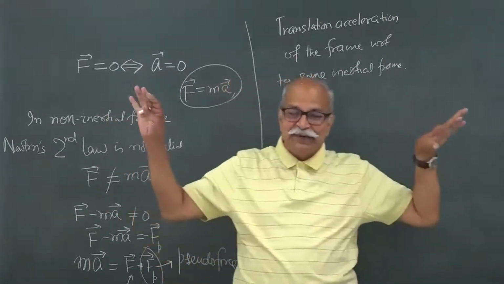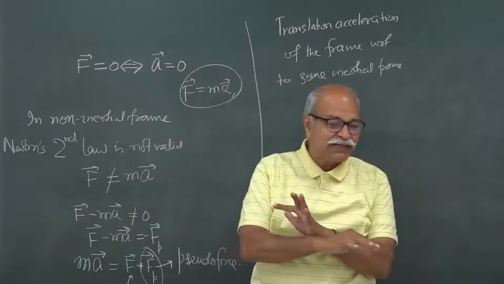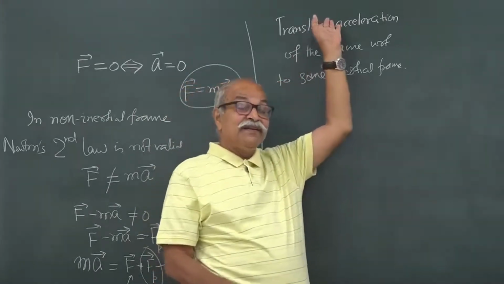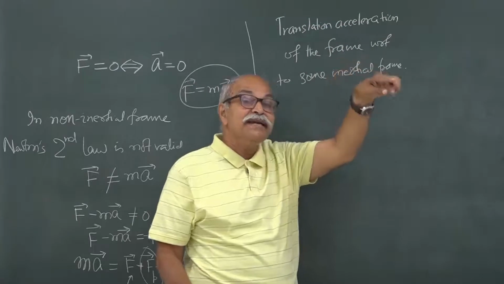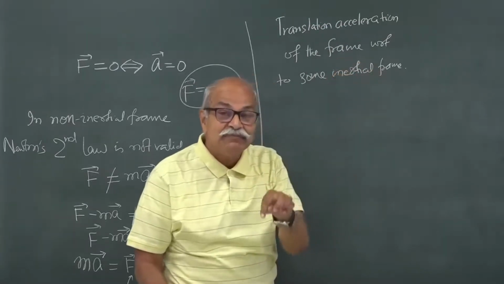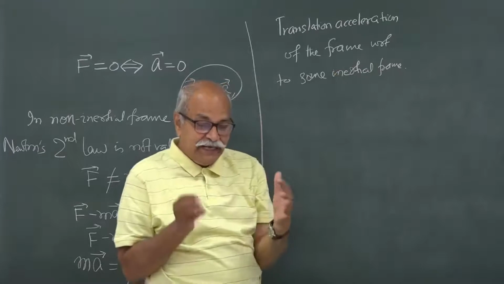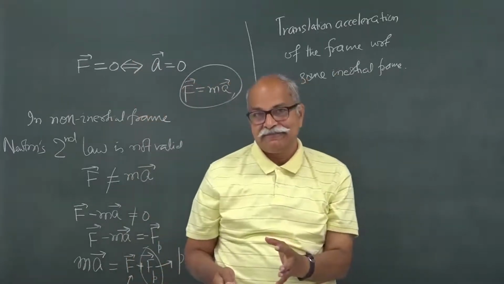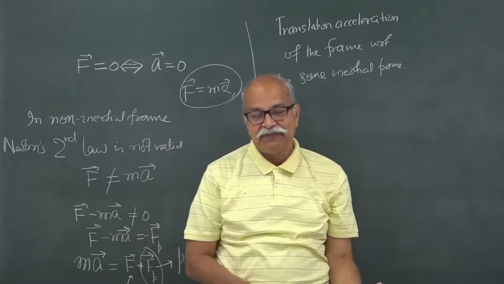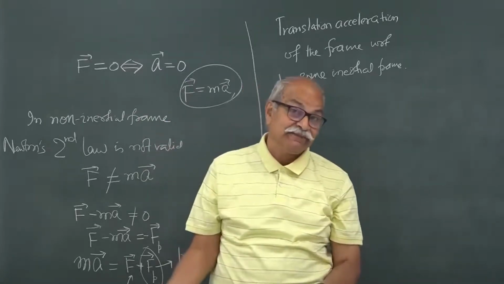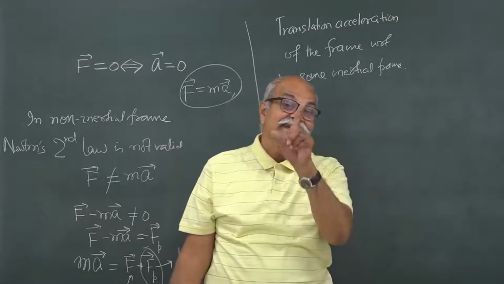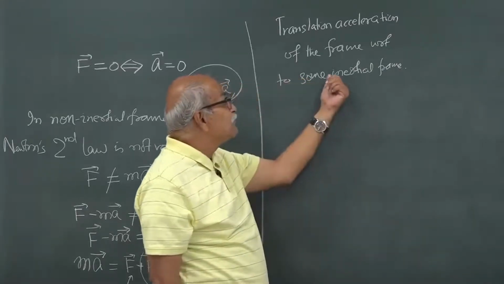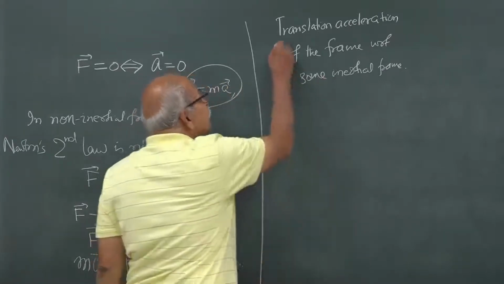Anyway, suppose we do have an inertial frame of reference, and then there is some non-inertial frame. That non-inertial frame will be accelerated with respect to this inertial frame, because any frame which is moving with uniform velocity with respect to an inertial frame is also an inertial frame. So, if it is non-inertial, it has to have an acceleration with respect to some inertial frame.